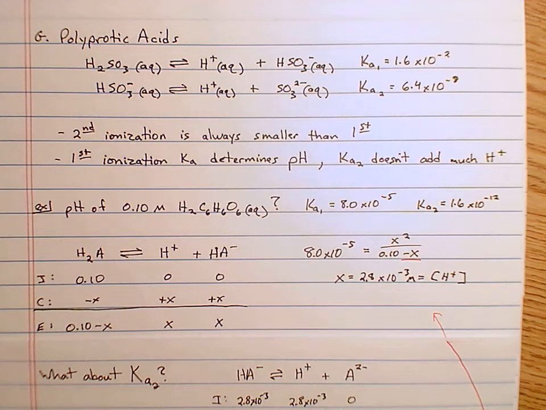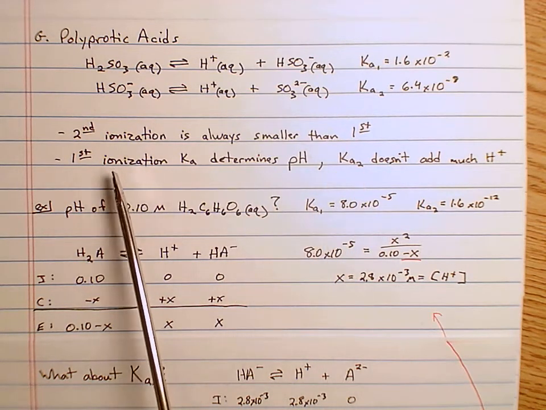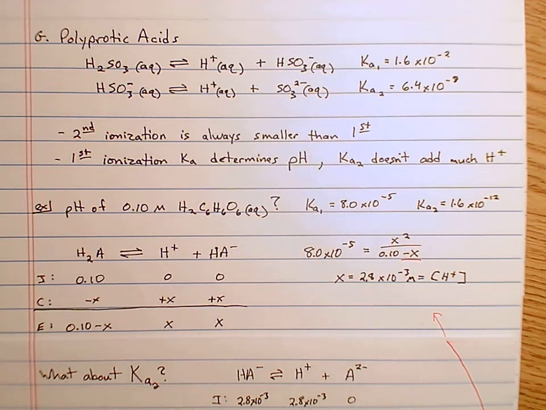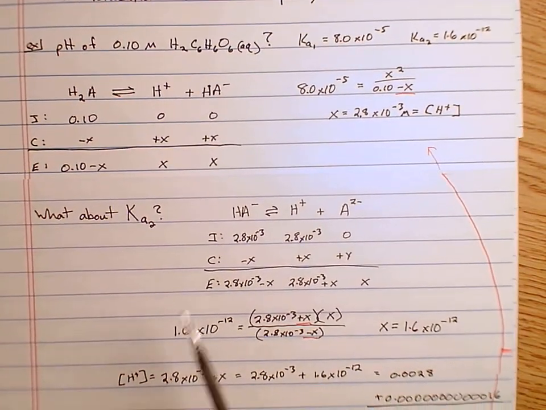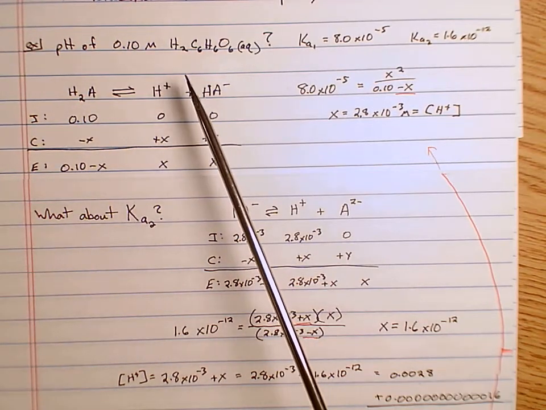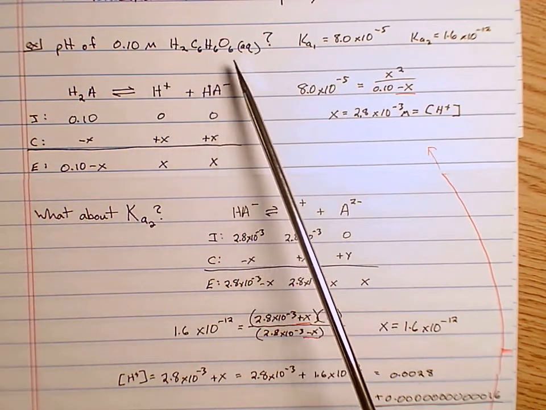So let's take a look at this. Let's get really down and dirty and examine the math of why this statement is true, why the first ionization determines pH, not the second, or why the second really plays no role. Okay, here's our example right here. Question, what is the pH of 0.1 molar H2C6H6O6?